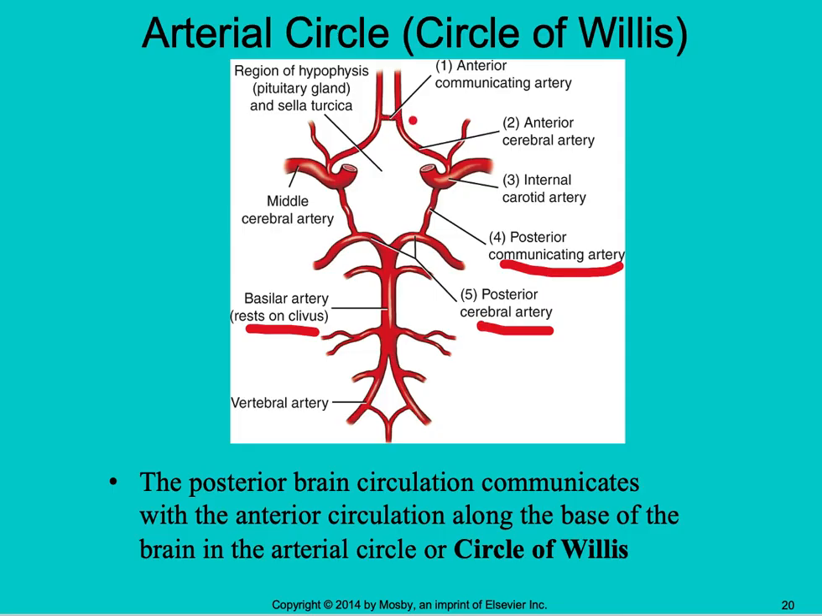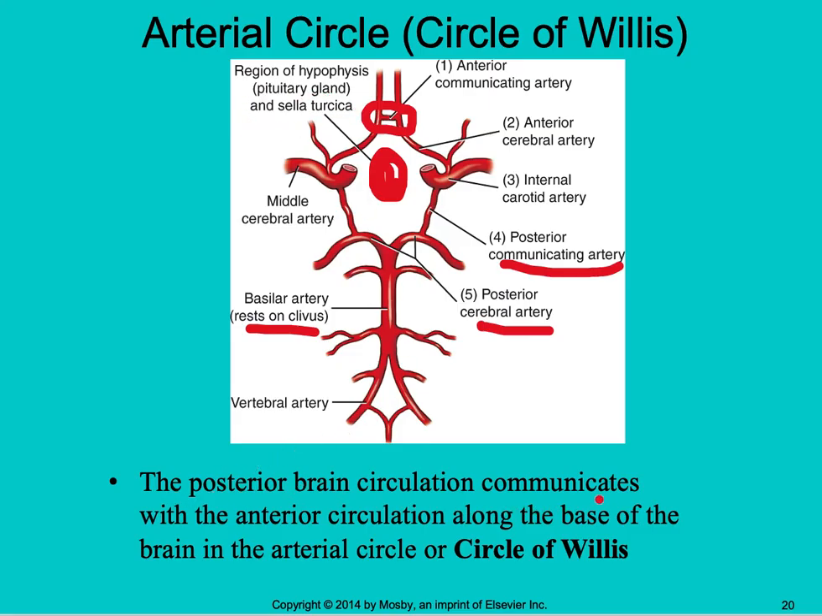You have the anterior communicating artery. So this little one here is a communicating vessel to the anterior cerebral artery, right and left anterior. And then those continue on. The space in here is the region of the hypophysis, the pituitary gland, and sella turcica. So that's what sits in here. That's what these vessels go around, the pituitary gland and the sella turcica.